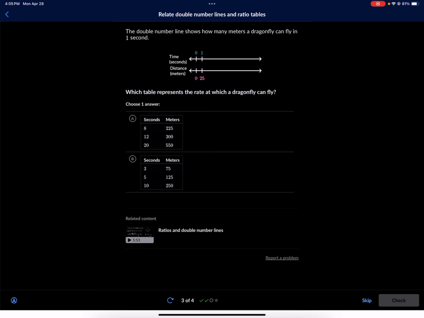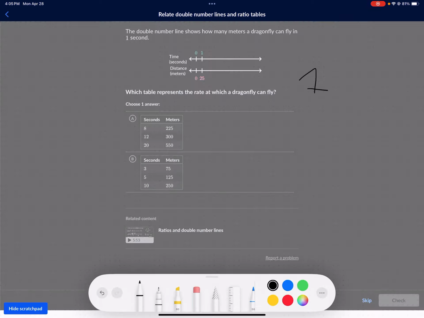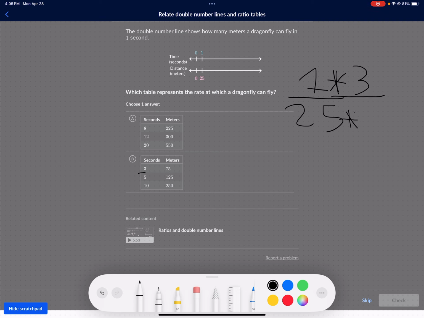The double number line shows how many meters a dragonfly can fly in 1 second. Which table represents the rate at which a dragonfly can fly? So we have 1 over 25. Let's try answer choice B first, since it's a little smaller. 1 times 3, because we want 3 seconds, is equal to 3. And then we have to do this no matter what. So what's our answer here? 3 over 75. So B looks correct so far.